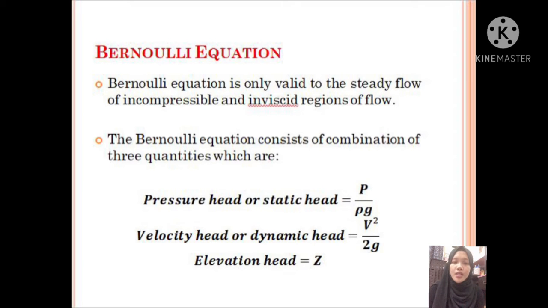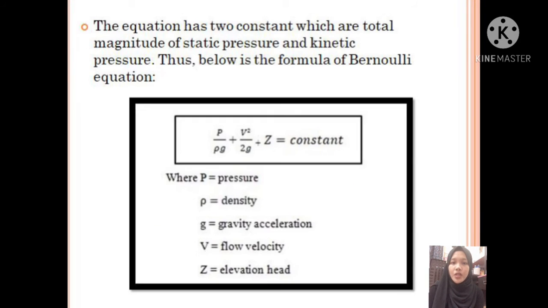The third is z, which indicates the elevation head. The inverse relationship between flow velocity and pressure gives a constant total of static pressure and kinetic pressure. Thus, the Bernoulli equation will be as shown on the slide.